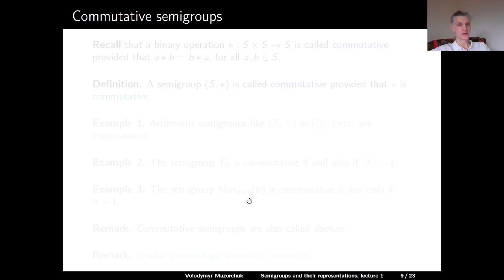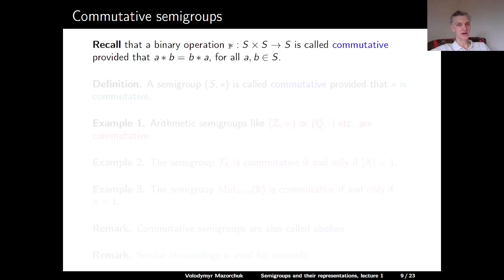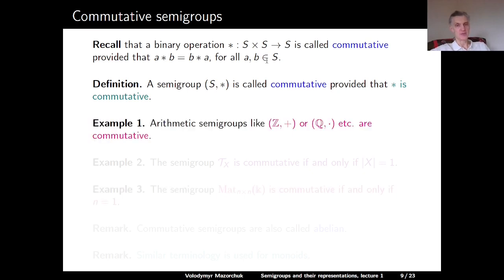Now let us briefly discuss commutative semigroups. Recall that a binary operation * on a set S is called commutative, provided that a times b is equal to b times a for all a, b in S. And then a natural definition: a semigroup S is called commutative, provided that the operation on this semigroup is commutative. For example, all arithmetic semigroups like integers with respect to addition or rational numbers with respect to multiplication and so on, they all are commutative because addition and multiplication of numbers is commutative.